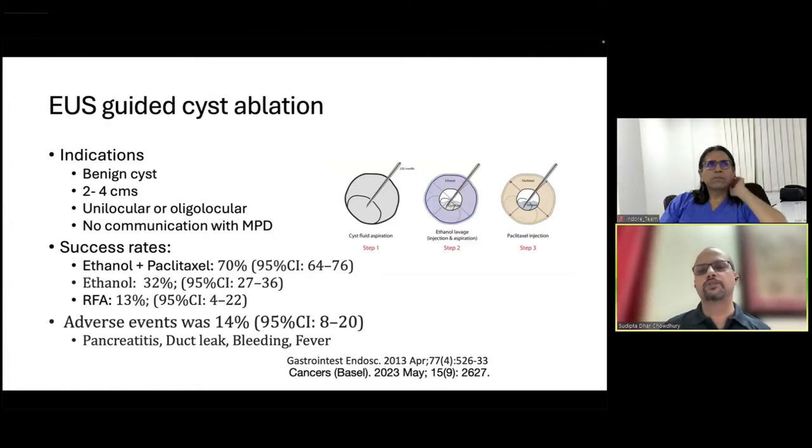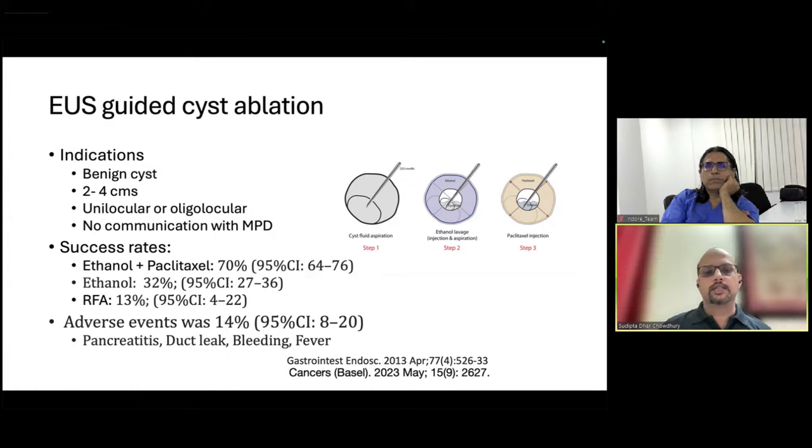One of the endoscopic options for therapy is called the EUS guided cyst ablation. The EUS guided cyst ablation can be done using absolute alcohol combined with paclitaxel, or radiofrequency ablation, which is a heat ablation. The primary indications for this are that the cyst should be a benign cyst of 2 to 4 centimeters, unilocular or oligolocular, and there should not be any communication with the main pancreatic duct. Because if you inject alcohol and there's an MPD communication, there is a high risk the patient will develop pancreatitis.